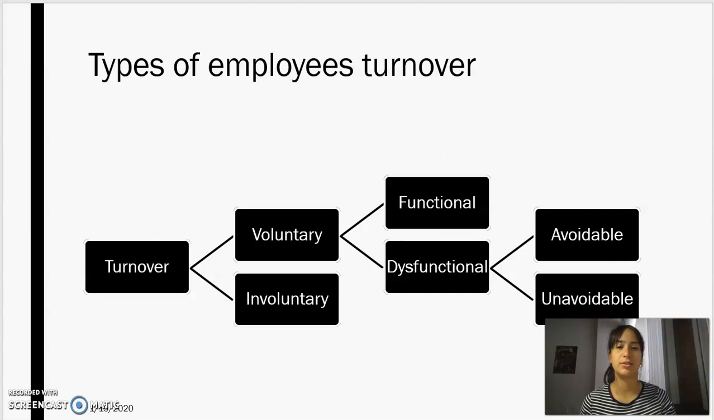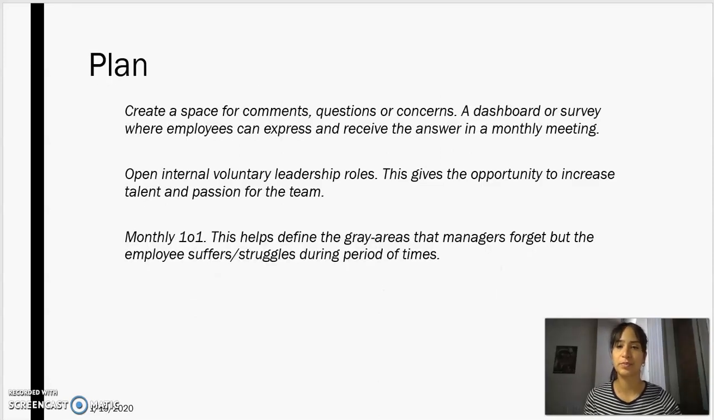Our purpose is to decrease the number of voluntary employees that abandon the company. Also, we try to find some ways to retain those that are not voluntary, but that's another phase of the project. So we're going to focus right now on the voluntary employees that can be avoidable.